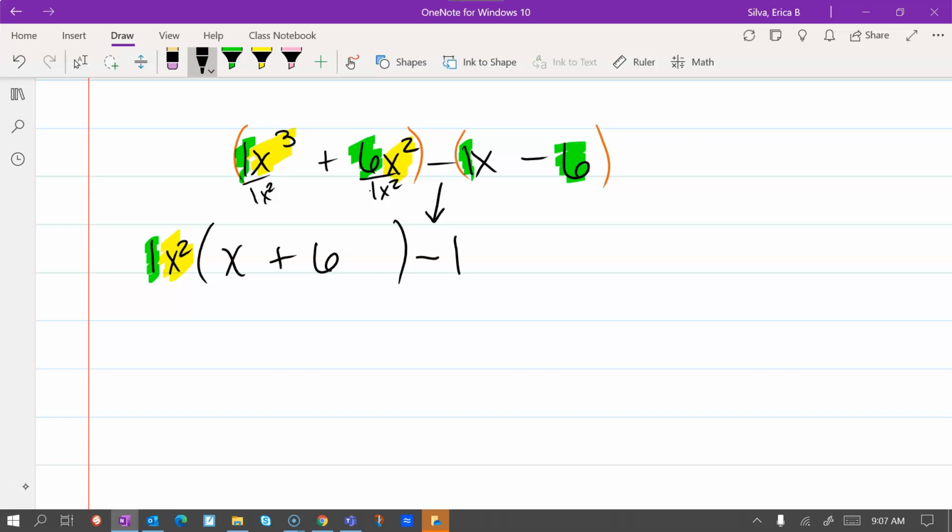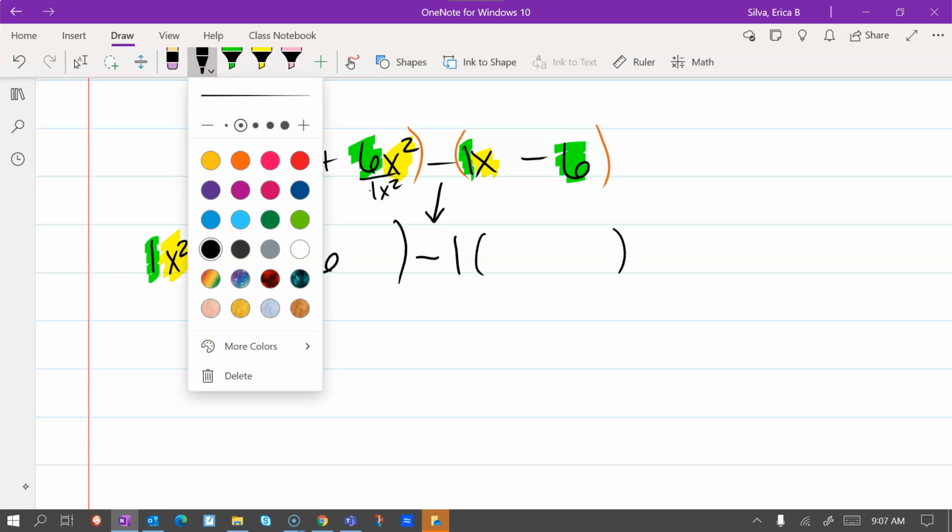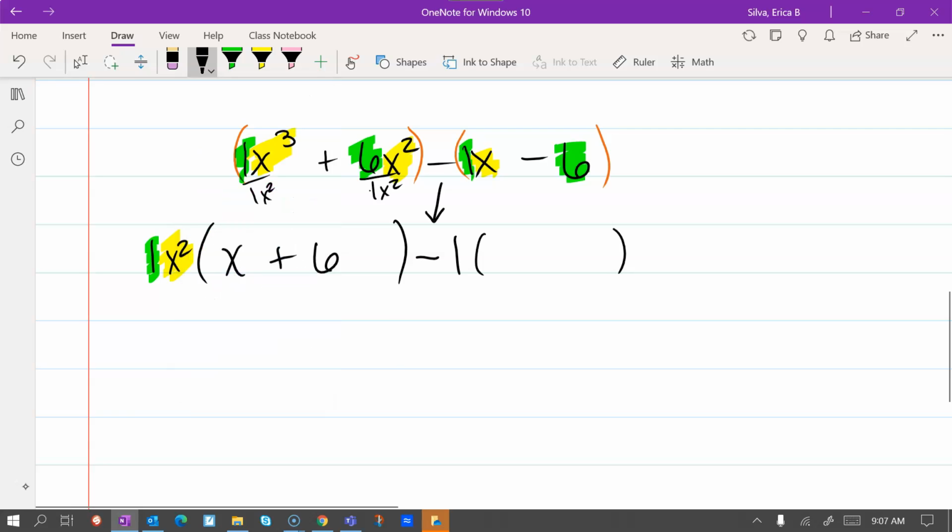So that's a 1. And this one has a variable. Your constant doesn't have a variable. So it cannot be part of our GCF. And then we divide each term by -1. So -1 times x is a positive x. -6 divided by -1 is a positive 6. We know we did it correct because these two are exactly the same.